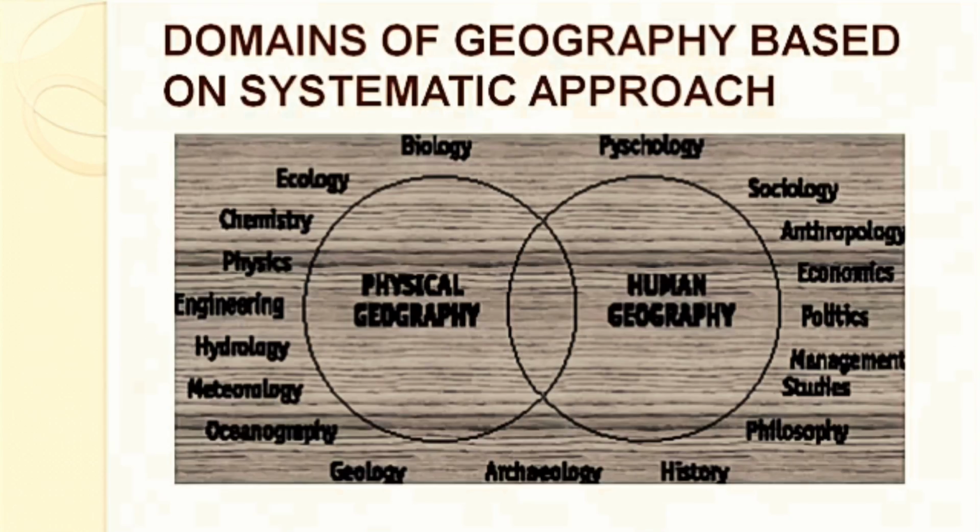Domains of geography based on the systematic approach are physical geography and human geography. We can see through the picture that physical geography has connection to many sciences like biology, ecology, chemistry, physics, engineering, hydrology, meteorology, oceanography, geology. While human geography is more concerned with the social sciences like sociology, anthropology, economics, politics, philosophy, history, etc.